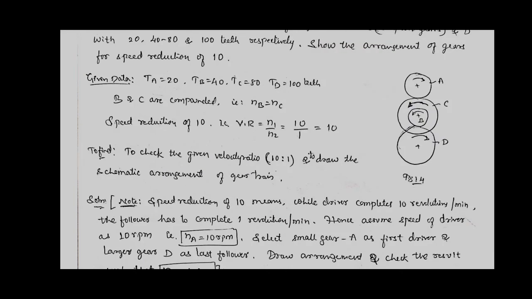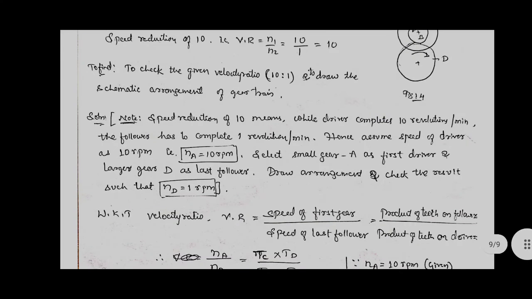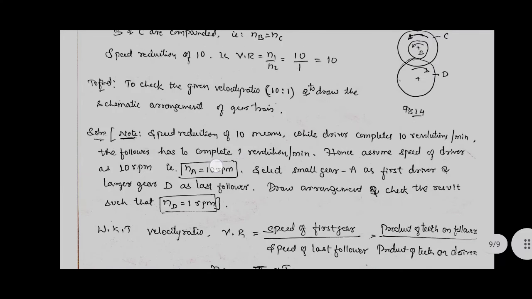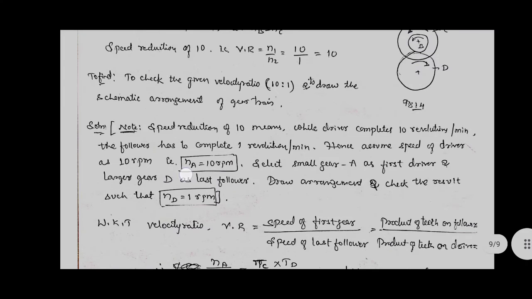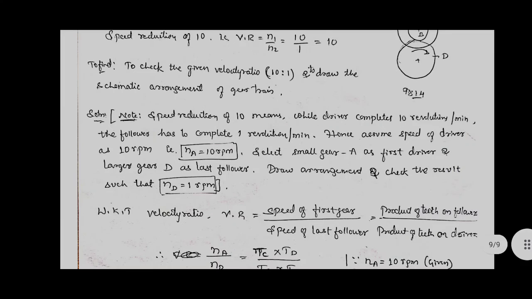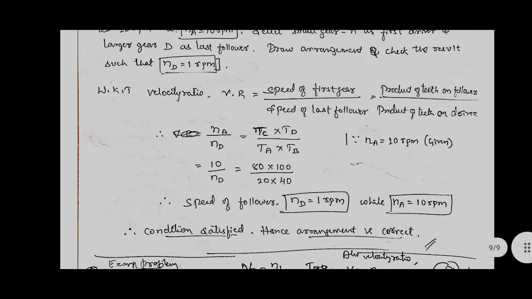Draw the schematic arrangement. The speed reduction 10 means while the driver completes 10 revolutions per minute, the follower has to complete 1 revolution. Okay, that is the speed ratio. Hence assume the speed of the driver is 10 rpm. Select the smaller gear A as the first driver and D as the last follower. So you can find NA is 10, so ND is equal to 1 rpm.